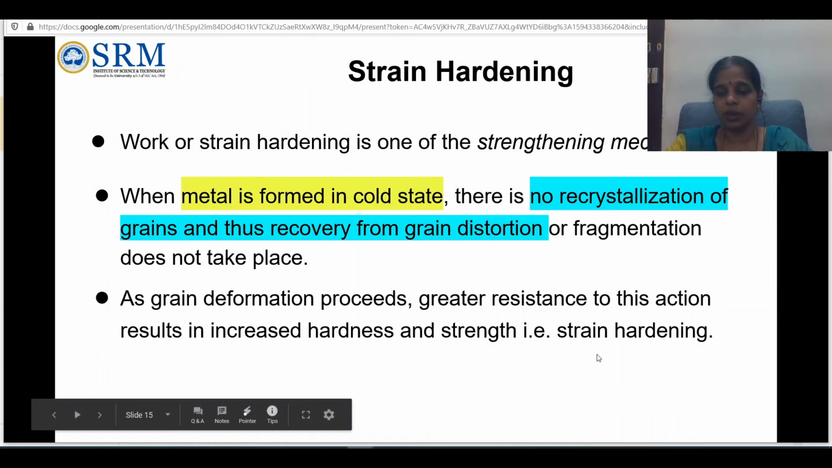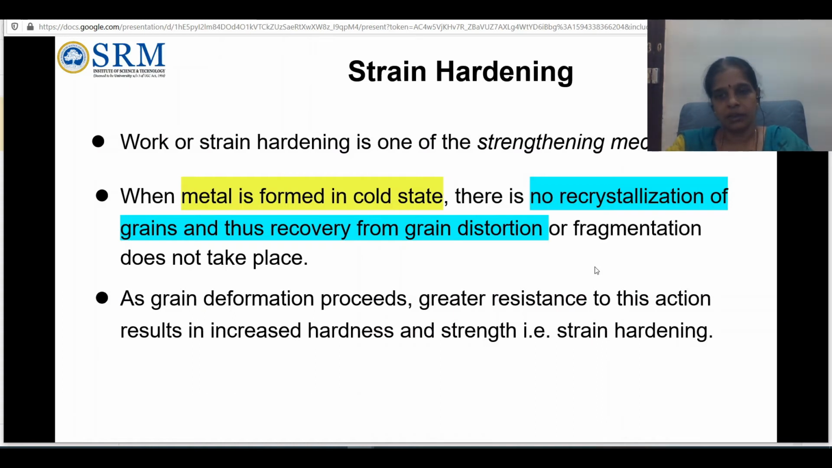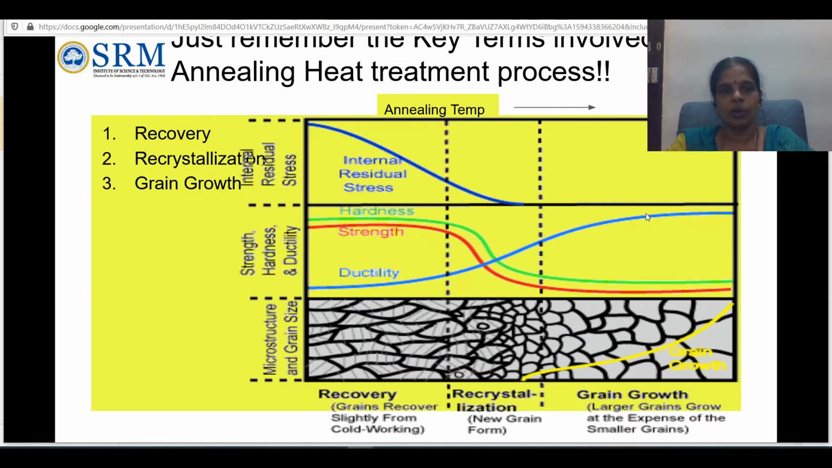So in order to overcome that, if you heat that cold worked metal by keeping it in a furnace or doing some heat treatment process like annealing, then what happens? The stresses get relieved, and it comes to the recovery stage. Then new grains are formed. That is called recrystallization. New grains are formed in the recrystallization region. So this is an annealing heat treatment process. As I said earlier, there are 3 stages in the annealing heat treatment process, because whenever you make a cold worked product, it should be followed by some heat treatment process. Otherwise, the internal residual stresses are very high.